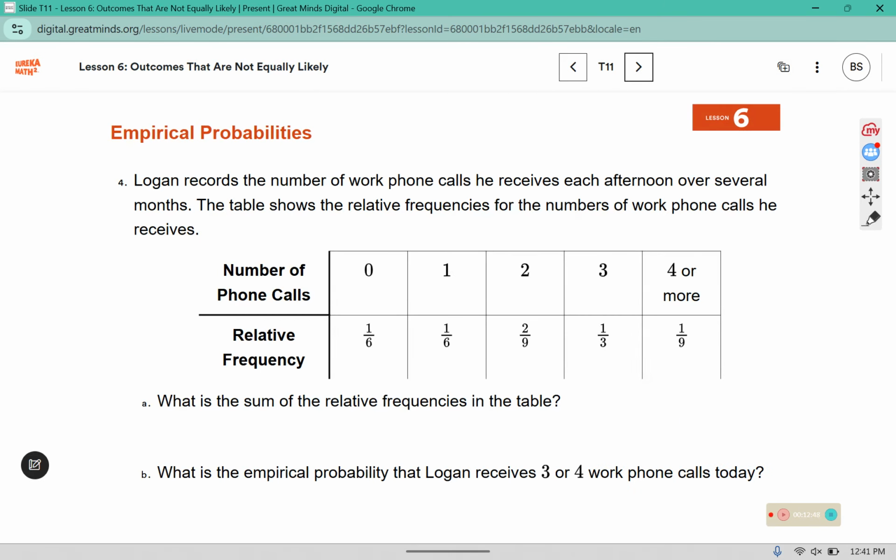Logan records the number of work phone calls he receives each afternoon over several months. The table shows the relative frequencies for the numbers of work phone calls he receives. What is the sum of the relative frequencies in the table? Well, I have 6, 9, and 3. The common denominator for those would be 18. So we're going to multiply by 3.